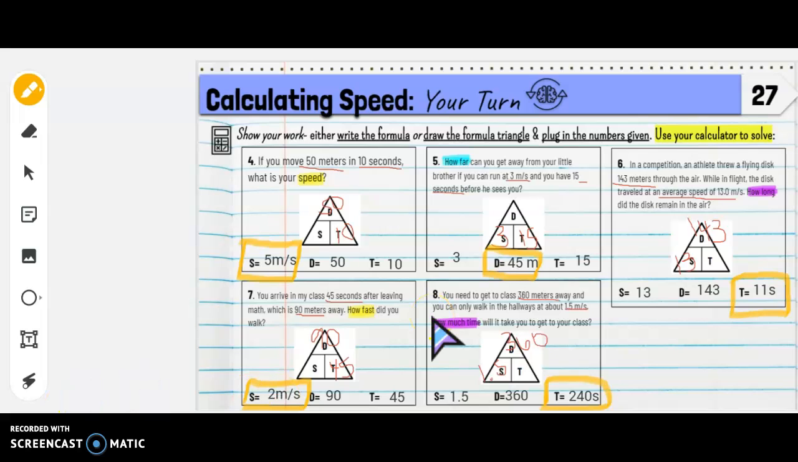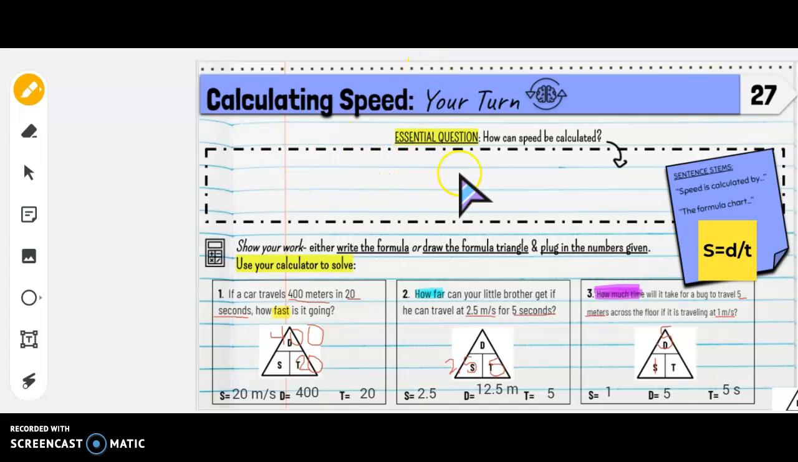Then on number 8, it gave us a distance of 360 meters and a speed of 1.5 meters per second. And the question was asking how much time. So we know we had to solve for time. When we plug the numbers that were given into our formula triangle, we have 360 divided by 1.5. And when you plug that into your calculator, you should have gotten 240. And the units for time here was seconds. So make sure you get those copied down. Then go back to answer your essential question.